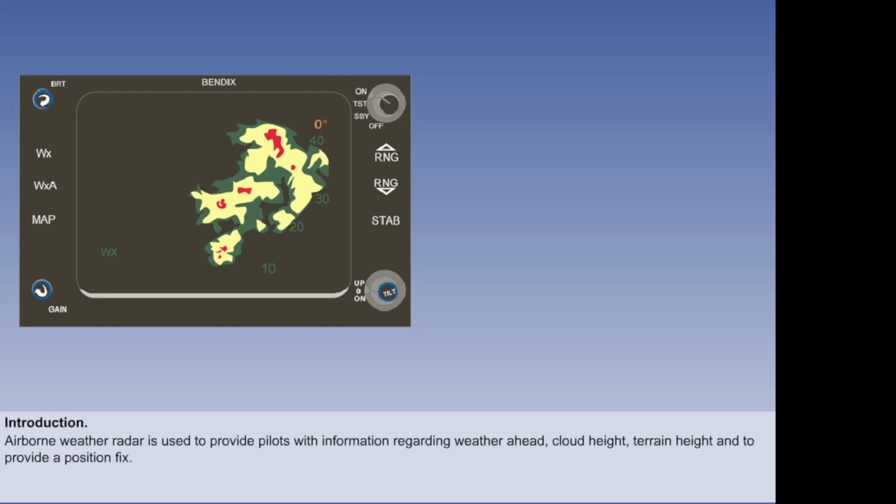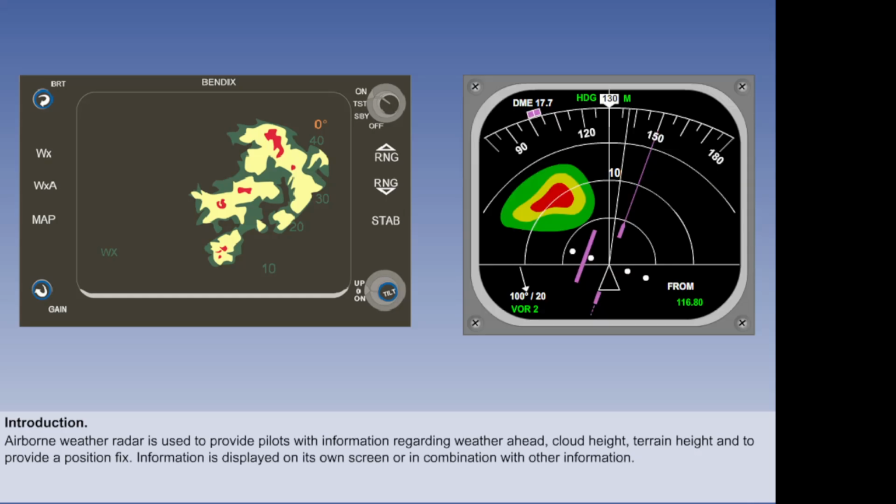Airborne weather radar is used to provide pilots with information regarding weather ahead, cloud height, terrain height, and to provide a position fix. The radar information can be displayed on a dedicated unit or shown in combination with the aircraft route on the EFIS navigation display.